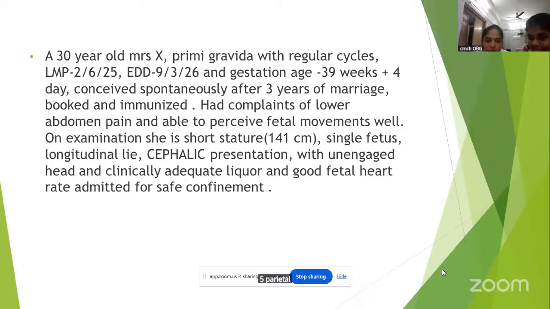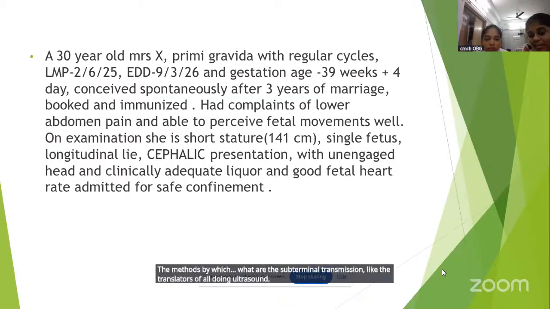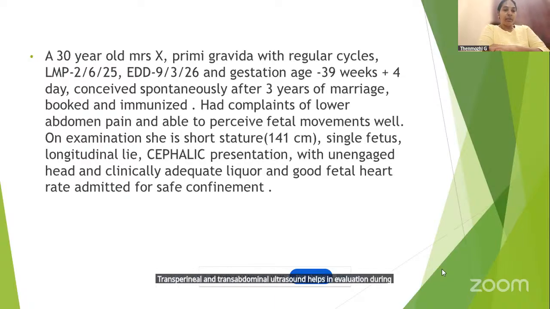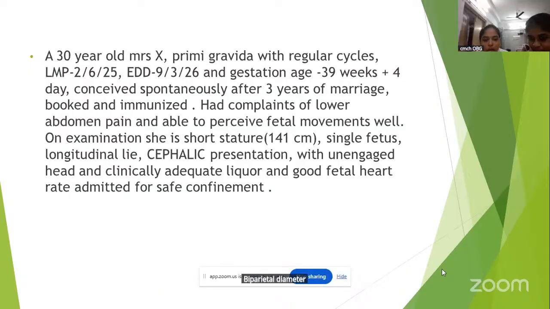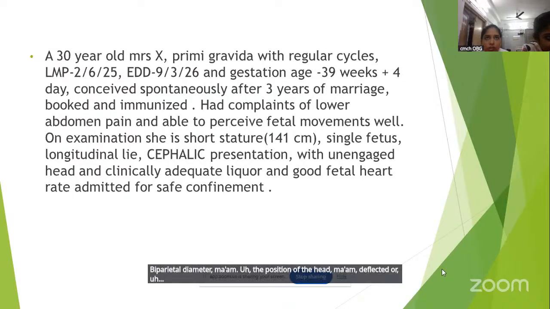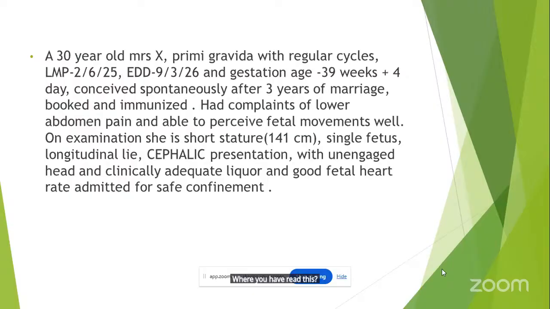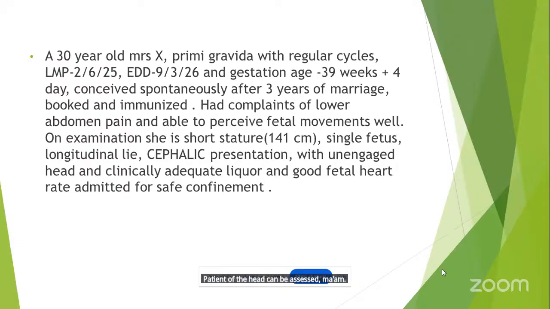Biparietal diameter, ma'am. Position of the head. What are the methods? Transabdominal, transvaginal? Transperineal and transabdominal ultrasound help in evaluation during labor. What diameters will you assess? The position of the head, deflexed or flexed head, you can make out. Station of the head can be assessed, ma'am.